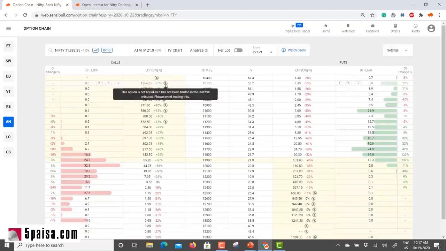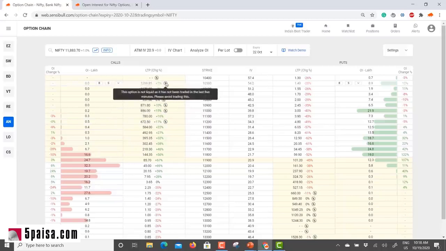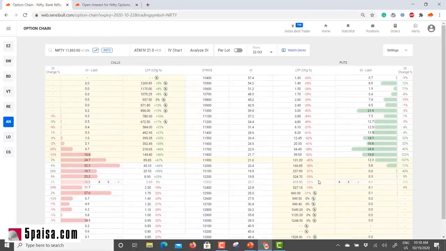So let's look at what it means. There's one more nice addition which we've done: a liquidity indicator. It tells you whether this option has been traded or not, and if it is illiquid, you know what to do. You have to stay away from that option. So, moving on.